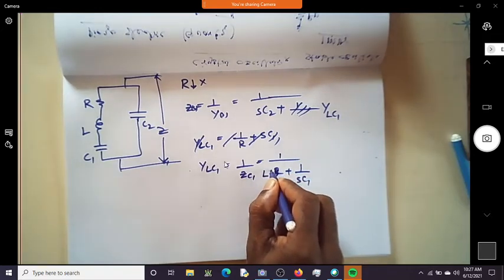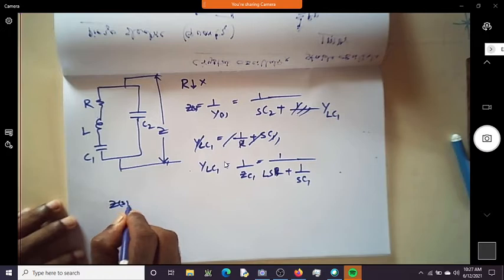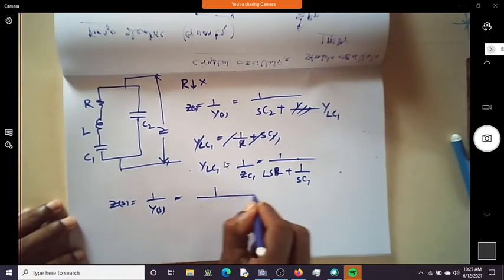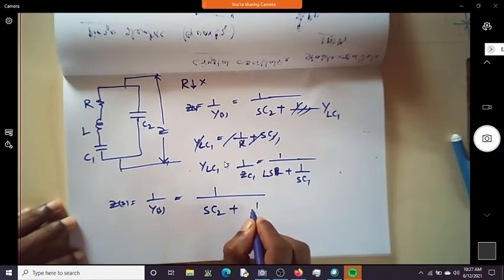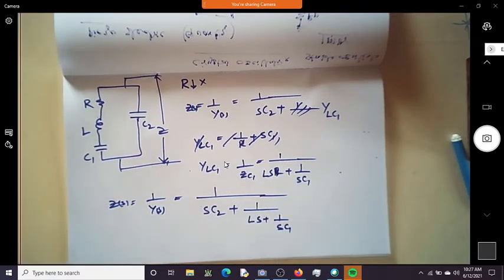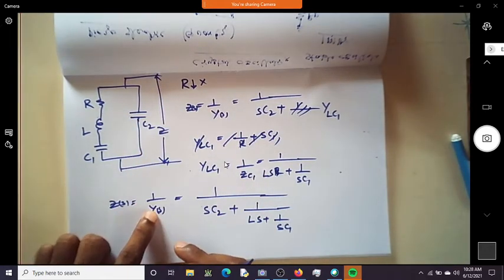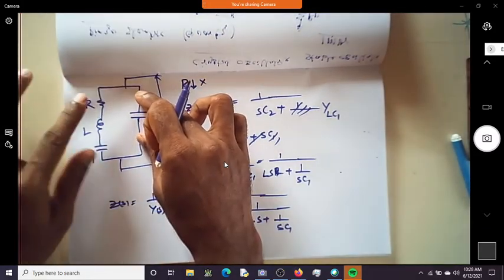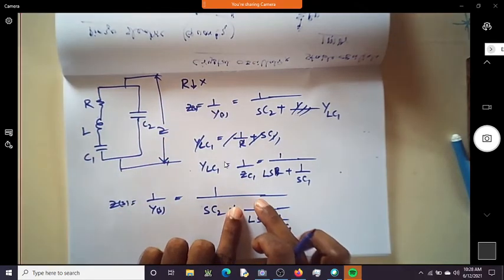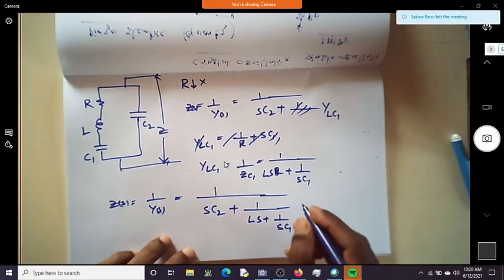Let me write L into S, because we are neglecting the resistance. So can I write ZS as equal to 1 over YS is equal to 1 over SC2 plus 1 over LS plus 1 over SC1? Sir, will it make sense or is it confusing? This is the impedance. We are trying to find the impedance, which is nothing but 1 over the admittance. Admittance is nothing but you write the admittance of this plus the admittance of this. So when you are writing the admittance of this, is it 1 over the impedance here? Yes, sir.